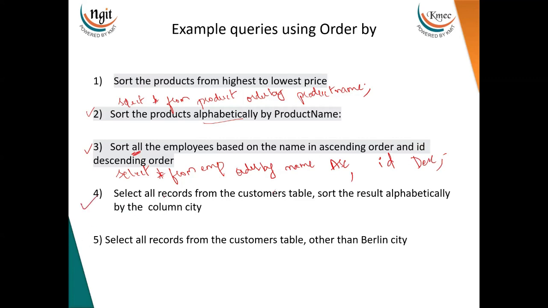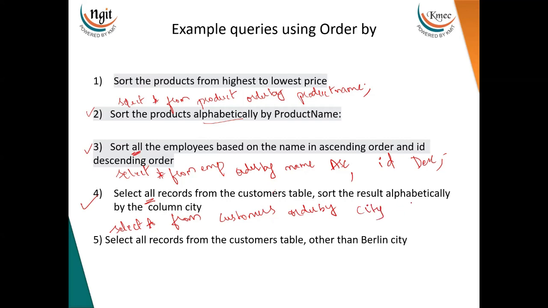Coming to the fourth question: select all records from the customer table and sort the result alphabetically by the column city. Alphabetically means again you are using ascending. So here what should I write? As it says all the records, we will use the asterisk symbol. Select asterisk from, what is our table name? Customers is our table, so I write customers here. Order by: the details have to be sorted based on the column called city. So order by city.